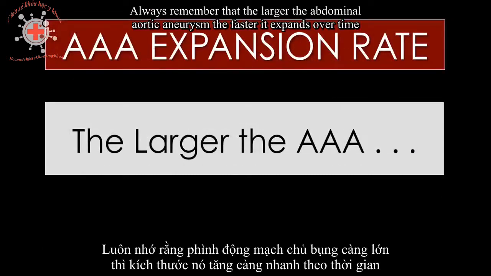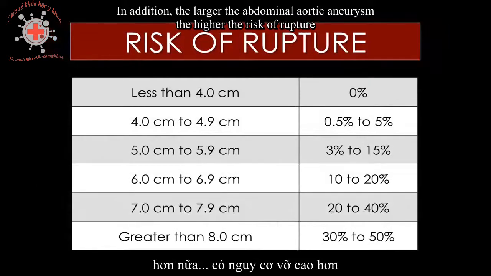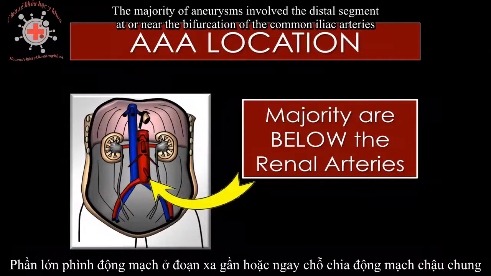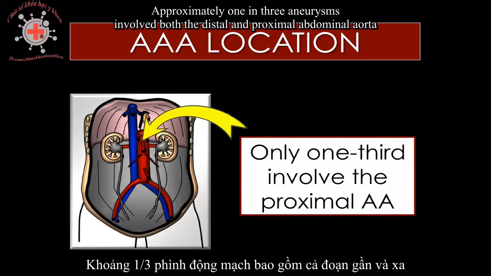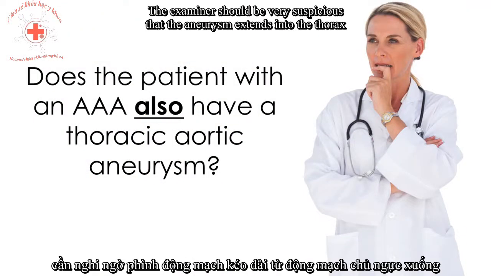Always remember that the larger the abdominal aortic aneurysm, the faster it expands over time. In addition, the larger the abdominal aortic aneurysm, the higher the risk of rupture. The majority of aneurysms involve the distal segment at or near the bifurcation of the common iliac arteries. Approximately 1 in 3 aneurysms involve both the distal and proximal abdominal aorta. If this is the case, the examiner should be very suspicious that the aneurysm extends into the thorax.